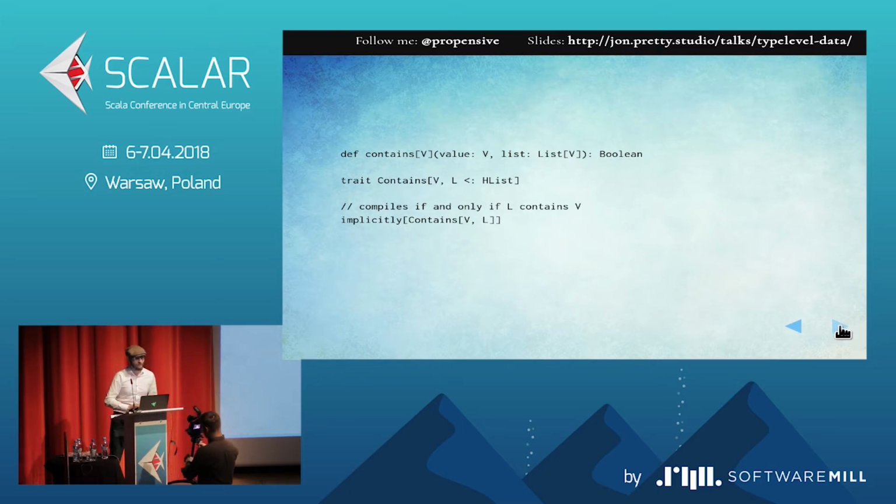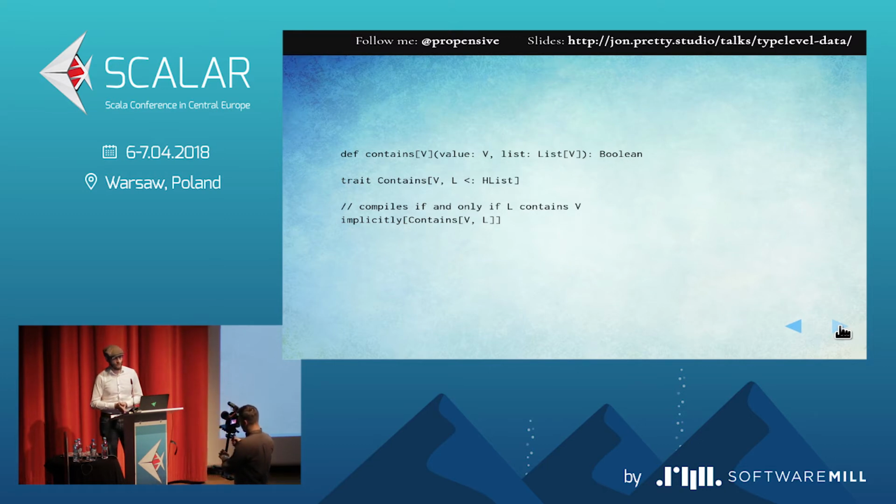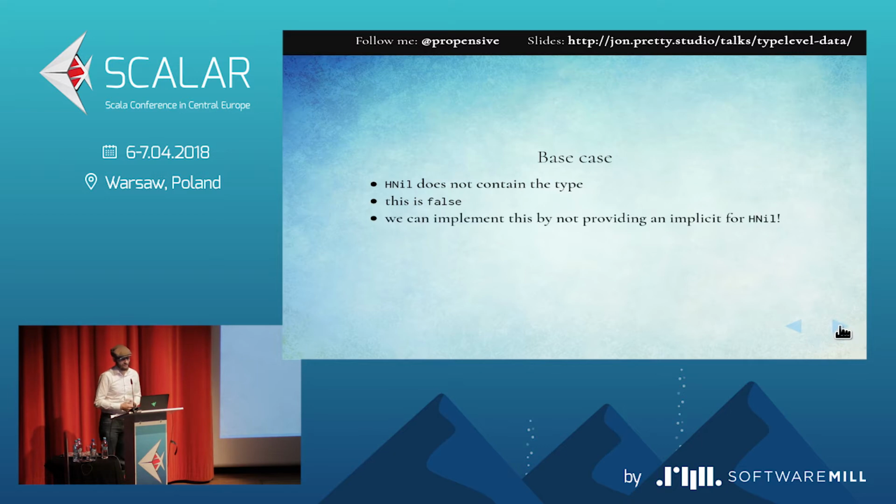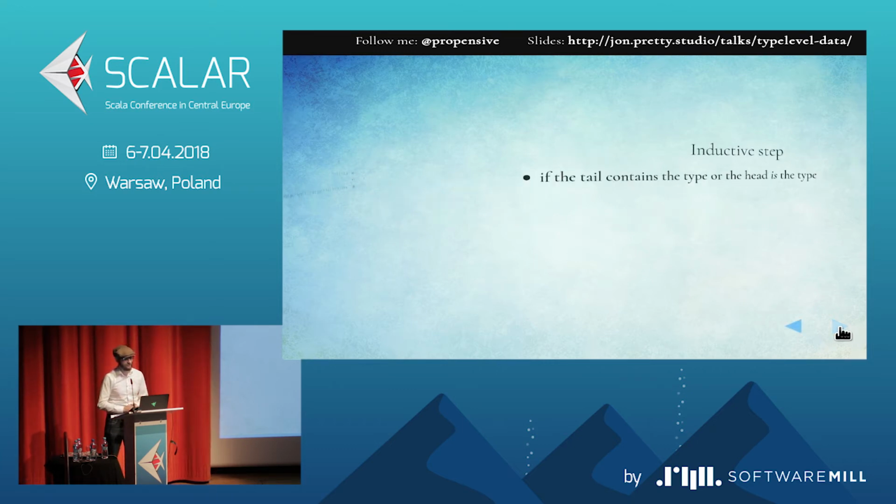So we need to write some implicits that will decide whether that instance actually exists. So let's look at the base case. The base case is HNil, the empty list, and that certainly does not contain the type. It's false. And what do we do with false? We don't provide an implicit. So this is the simplest implementation you'll ever see. It's no implementation. You simply don't provide the implicit. That's how you deal with the base case. That's done. Let's look at the inductive step.